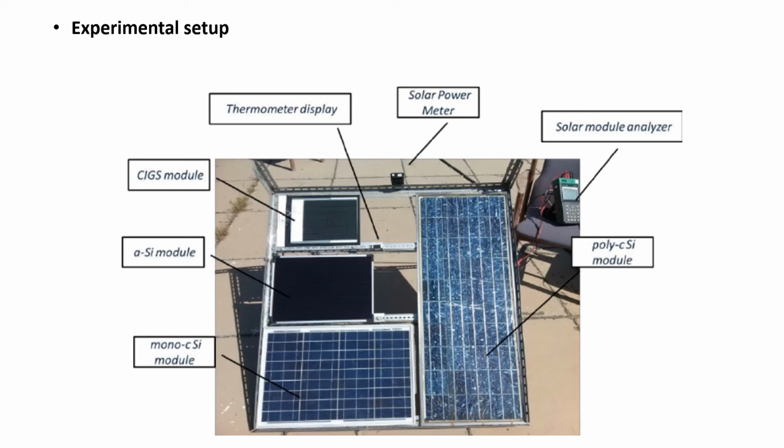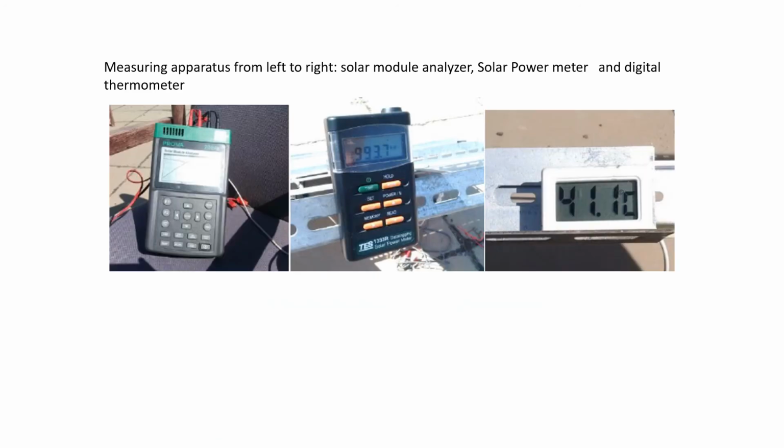The experimental setup is displayed here in this slide. It consists of the four main photovoltaic modules: polycrystalline silicon module, monocrystalline silicon module, amorphous silicon module, and CIGS module. The measurement apparatuses are solar module analyzer, solar power meter, and thermometer display. The measuring apparatus from right to left are shown here: solar module analyzer, then solar power meter, and the digital thermometer.